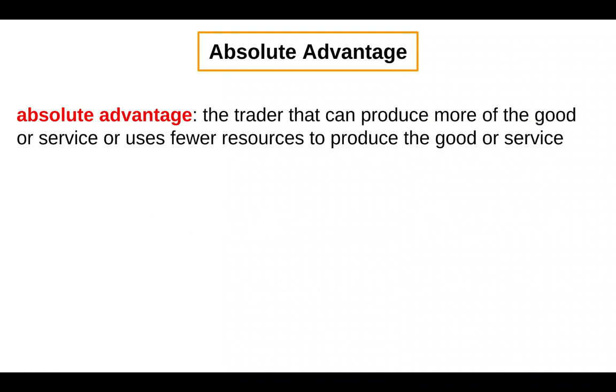So, absolute advantage is the trader that can produce more of the good or service or uses fewer resources to produce the good or service. In other words, you either make the most or you use the least resources to make a unit of that good or service. That's absolute advantage.